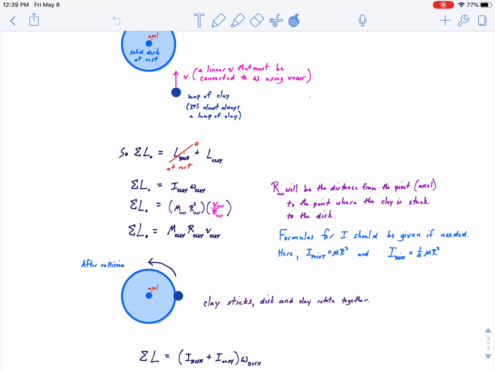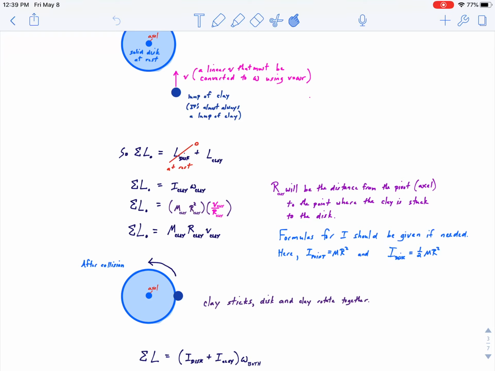And what you need to do is say that the formula for I for a point is m times r squared. So I replace I with mr squared, I replace angular speed with v over r, and then I simply simplify and get that the angular momentum initial is equal to the mass of the clay times the distance that the clay is from the axis of rotation, that's r, multiplied by the linear speed of the clay.